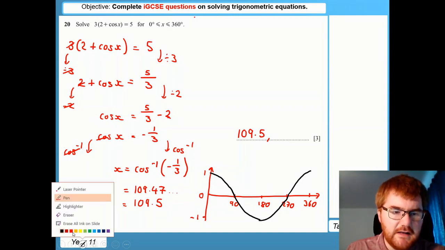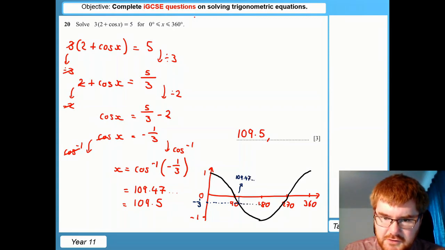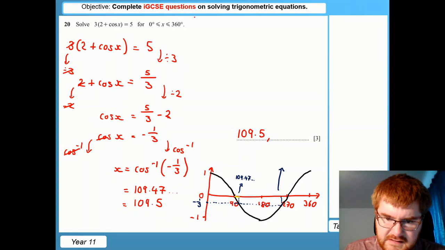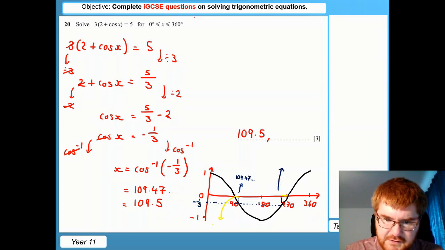Now we've worked out this solution here, which is a slightly different situation to what we've seen before. Let's do this in this color. So this is minus a third, so it's going to be down here somewhere. Minus a third. So we go across and upwards. So this is a solution we just worked out, 109.47 dot dot dot. And we want to find this solution over here. So this is a slightly different situation to what we've done before. Again, use the symmetry of the graph. That's really important. So we've got this yellow line and this yellow line being the same. So the first thing we need to do here is work out the length of that yellow line. So that yellow line here, if I pop it down here, is just 109.47 dot dot dot minus 90. And then whatever that is, we need to take it away from 270.